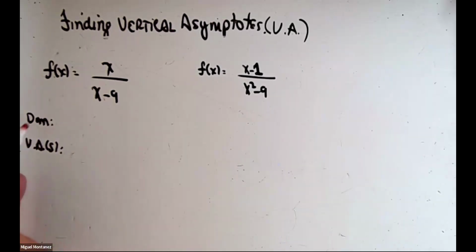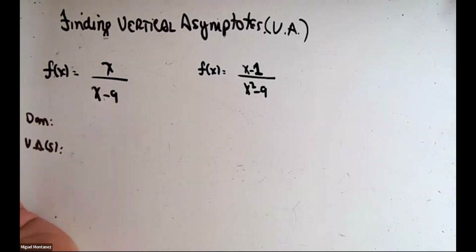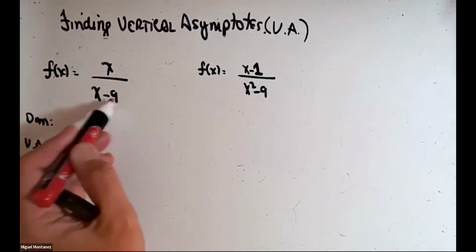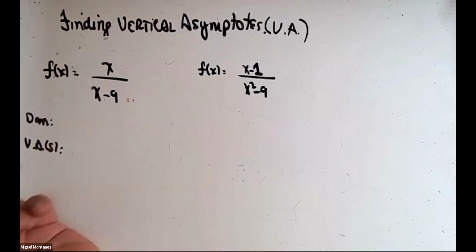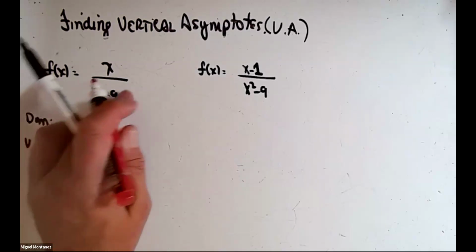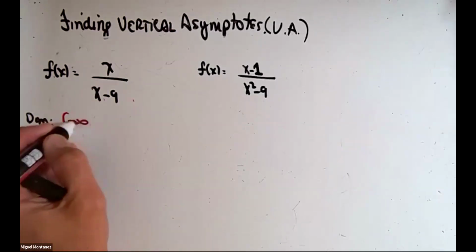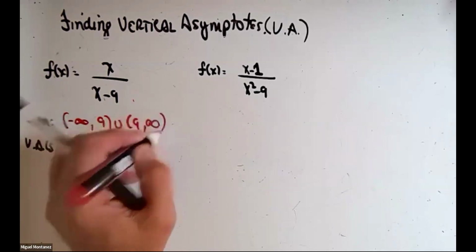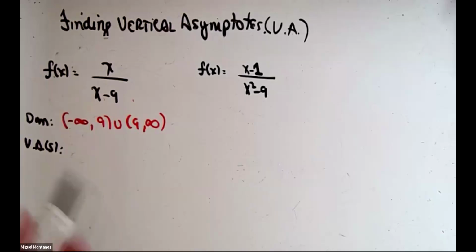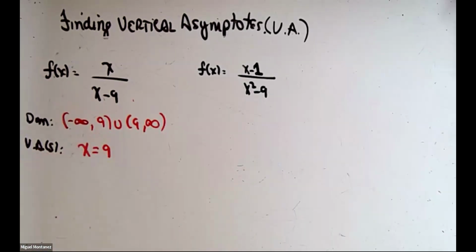How do we find the domain of any rational function? We must avoid 0 in the denominator. So when my denominator x minus 9 equals 0, x equals 9. Thus, the domain will be all real numbers except when x equals 9. In other words, you get negative infinity to 9 union 9 to infinity. And the vertical asymptote will be exactly that, x equals 9.